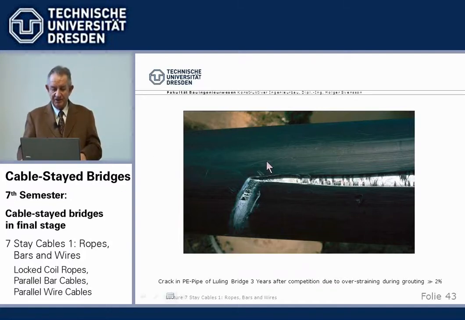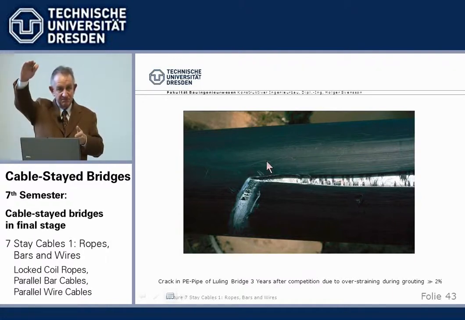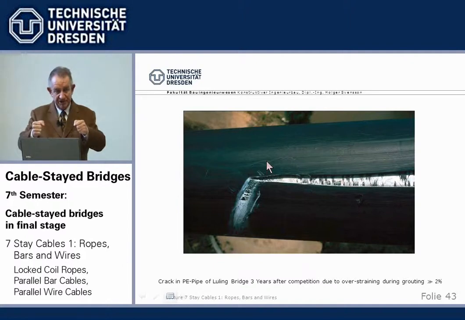The idea is this. During grouting, you build up a pressure in the PE pipe. You widen the PE pipe. The higher you grout, the bigger the pressure and the more the PE pipe strains in the circumference. They had overgrouted, and they had 6 to 8% widening of the PE pipe. And that is then frozen in, because the grout hardens, and the strain situation is frozen in.